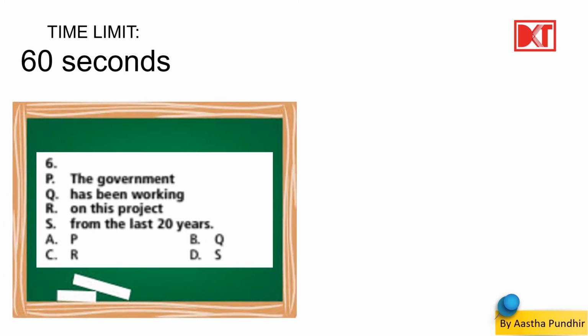Okay, the government has been working on this project from the last 20 years. Alright, the incorrect portion is S, which means D. It should have been, the government has been working on this project since the last 20 years, not from the last 20 years. Because you see, has been working, which means it is still working, right? So we use since, because since is used to talk about a duration starting from a certain point in the past, like till now. Okay.